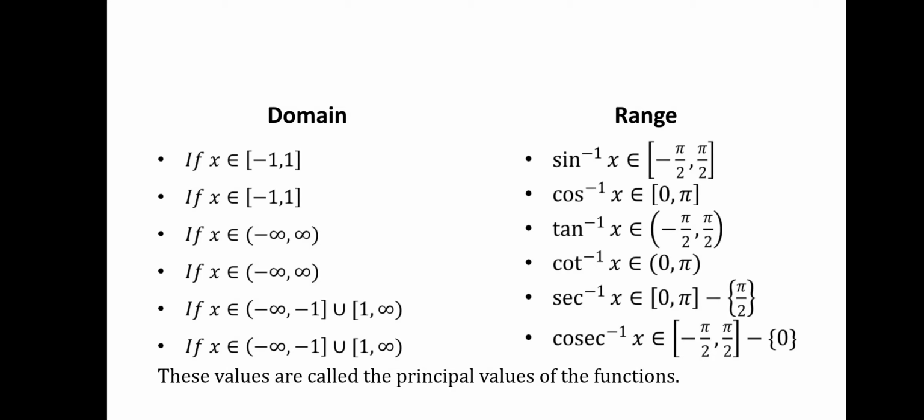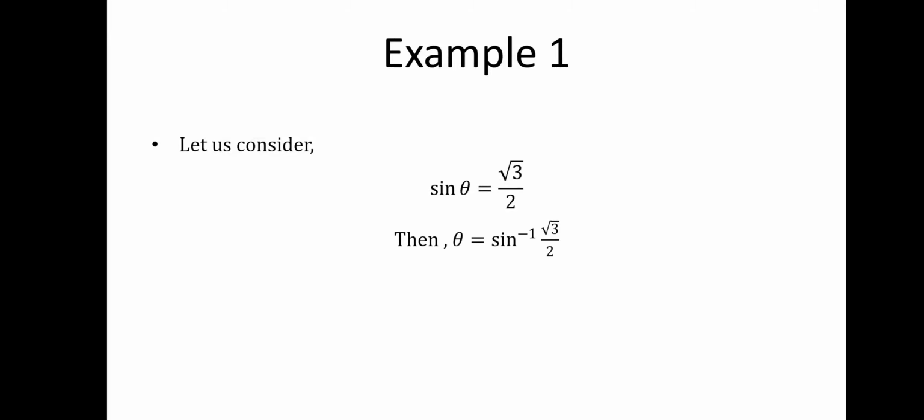So now let us move to an example. Let us take one example and understand the situation. Let me take sine theta is equal to root 3 by 2. The moment we take this, we can write theta as sine inverse root 3 by 2. Obviously, sine going to the other side of the equation becomes sine inverse. So theta is equal to sine inverse root 3 by 2. So sine inverse is going to give me that angle for which sine theta is root 3 by 2.